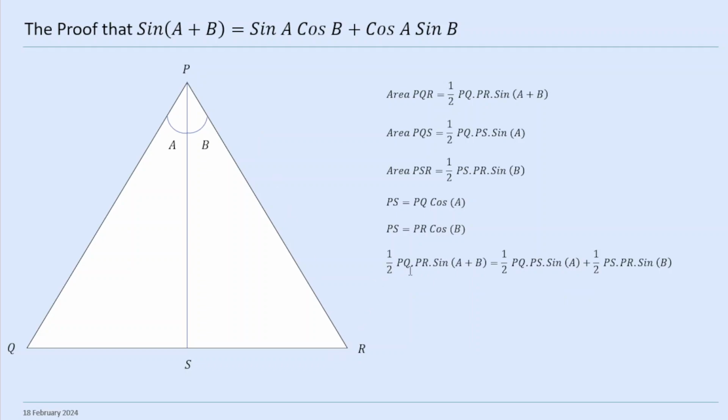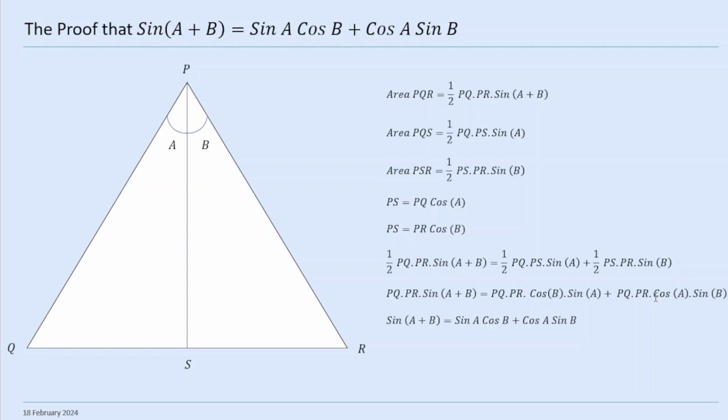So the area of the big triangle is the sum of the areas of the two smaller triangles, and then we substitute for PS. So in the first case, we substitute for PS as PR cos B. And in the second case, we substitute for PS as PQ cos A. And then what we do is cancel the PQ times PR, we don't need those, and we just get sine A plus B equals sine A cos B plus cos A sine B.